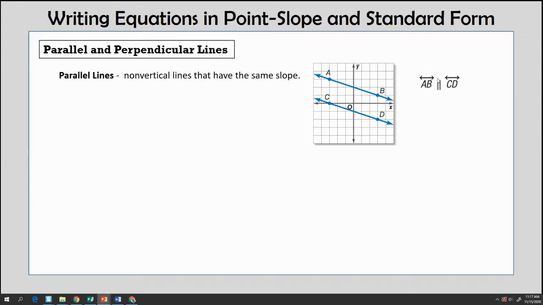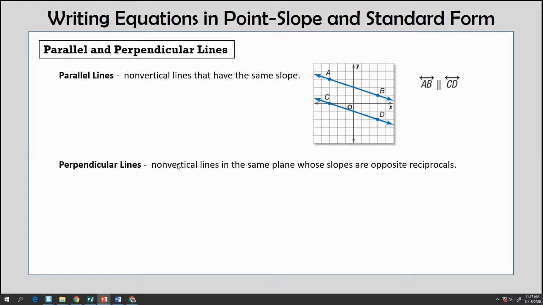So we write parallel using these two parallel lines right here. Line AB is parallel to line CD. So the key here is parallel lines have the same slope. Okay. Lines that are perpendicular.